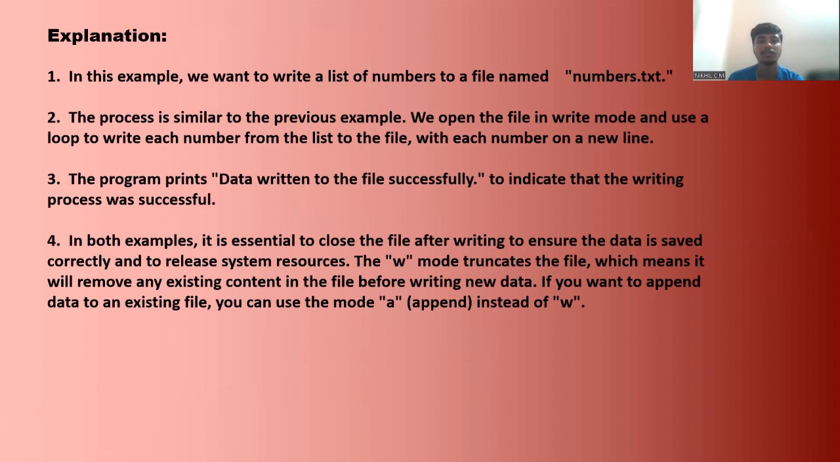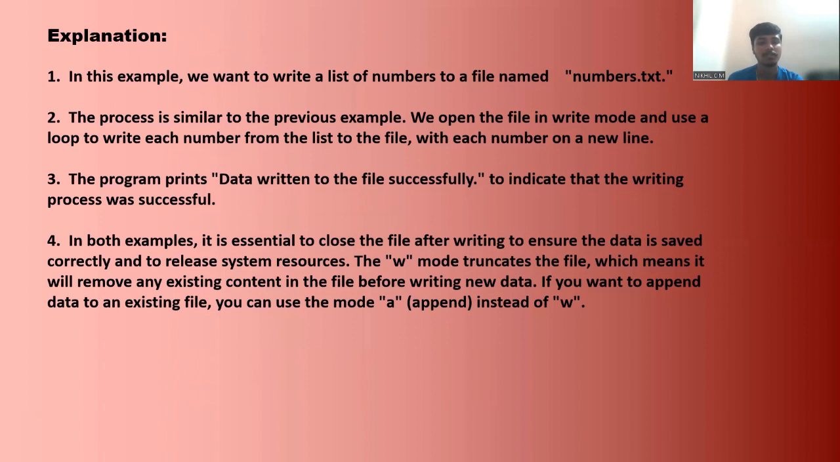The explanation for the list of numbers example: in this example, we want to write a list of numbers to a file named numbers.txt. The process is similar to the previous example. We open the file in write mode and use a loop to write each number from the list to the file with each number on a new line. The program prints data written to the file successfully to indicate that the writing process is successfully completed.